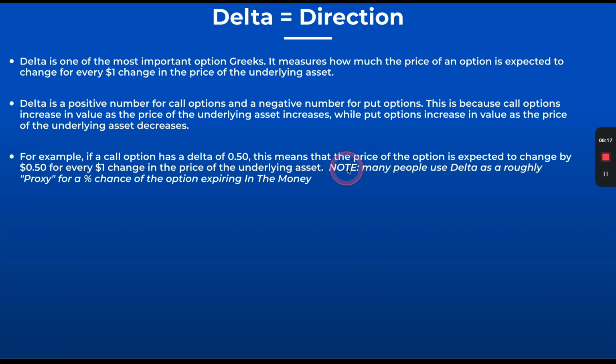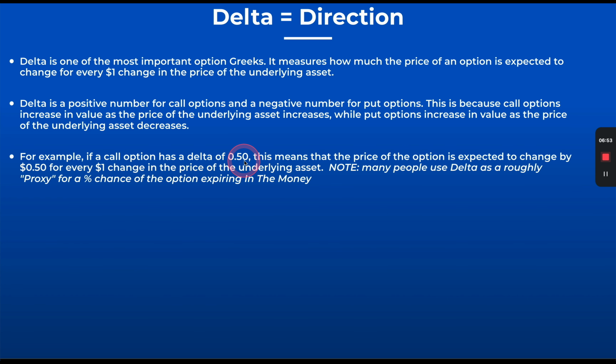And I make this note here: many people will use delta as a rough proxy for the percent chance of the option expiring in the money. And there's nothing wrong with that. It's pretty darn accurate. So if I have something that's a delta of 50, not only is that telling me that I'm going to gain 50 cents if my underlying goes up $1, but that also tells me that I'm probably close to the center line, or about at the money, on that option. And there's probably a 50-50 chance that I'm going to be making money on that.